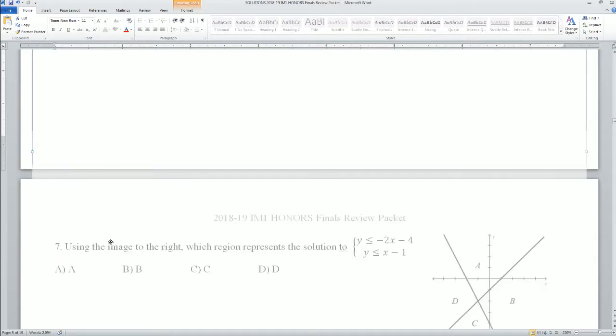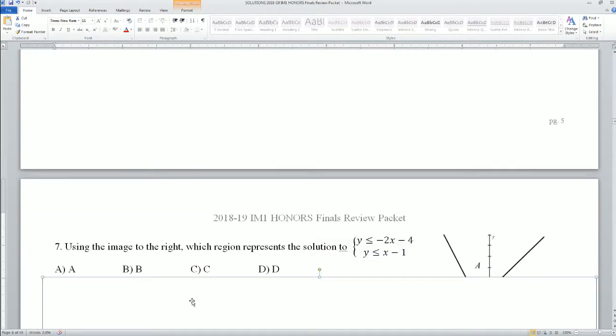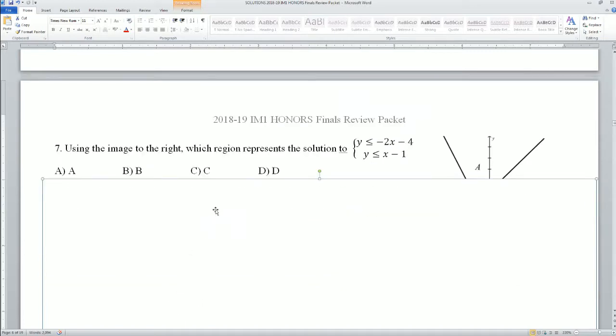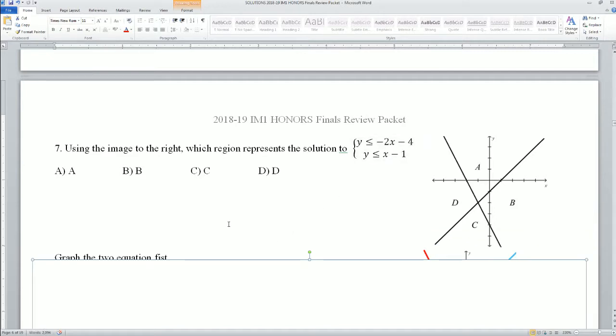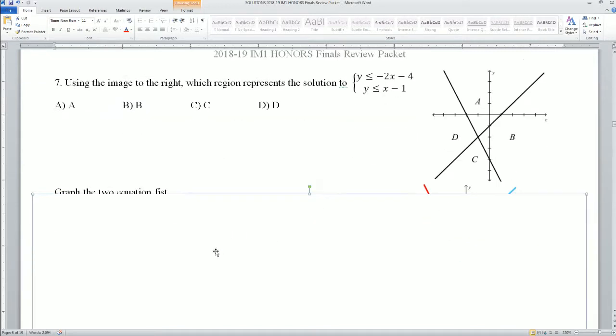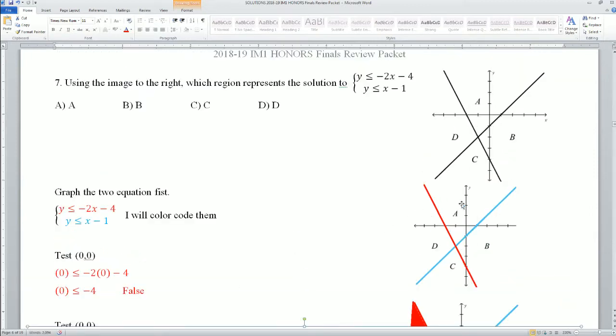Alright, let's look at 7. Using the image to the right, which region represents the solution? Y equals negative 2x minus 4, and y is less than or equal to x minus 1. I'm going to have the two equations. I would color code them to make your life easy, right?